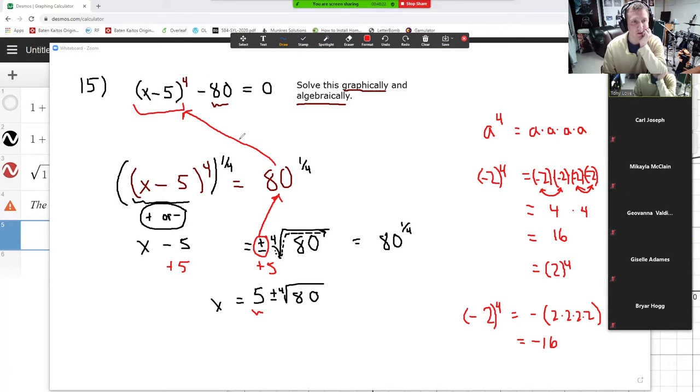Yeah, we all need to wrestle with that sort of thing for a while. It maybe doesn't sink in right away, but we need to keep that in mind. Whenever we're taking even roots of things, there's always that plus or minus, because we don't know if what we were taking to the second, fourth, sixth, or eighth power, any even power, was positive or negative, since both give the same number out. Just like negative 2 to the fourth and 2 to the fourth, they both give 16. Great question, thank you for asking.